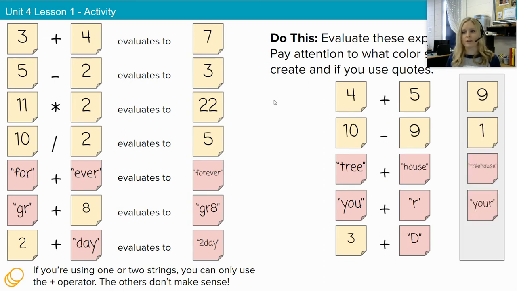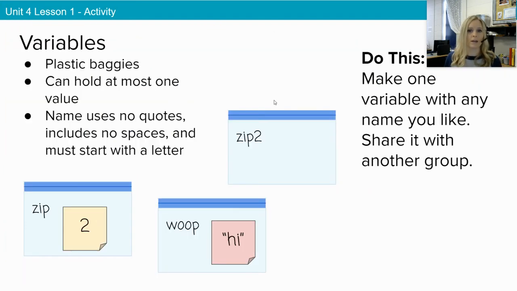U plus R evaluates to your. 3 plus D evaluates to 3D. So the Post-it colors here just help you to remember which ones are strings and which ones are numbers. Now, our variables we represent with a plastic baggie as just a visual, because a baggie can contain something. And in this case, it contains a Post-it note with a value and it can contain one Post-it note at a time, one value ever.